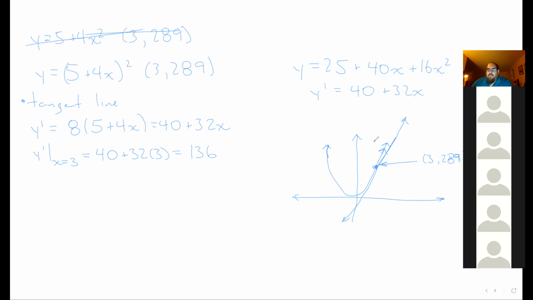Just to be really clear about this, when I draw a tangent line to a curve at a certain point, at that point, that line and the curve have the same slope. So this slope of 136, the parabola has that slope at that point, and so does that line. That line has that slope everywhere because it's a line. So now how do I find the rest of that equation?